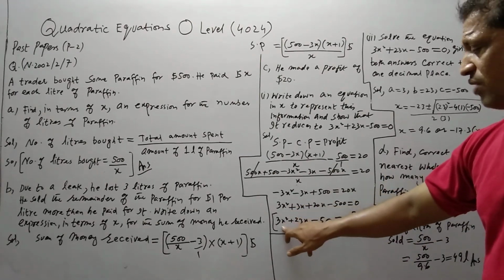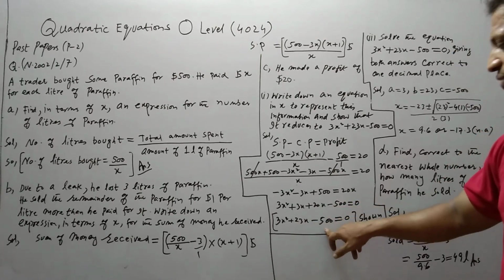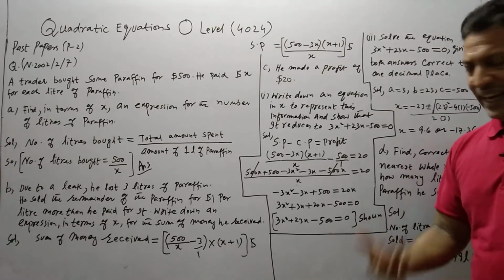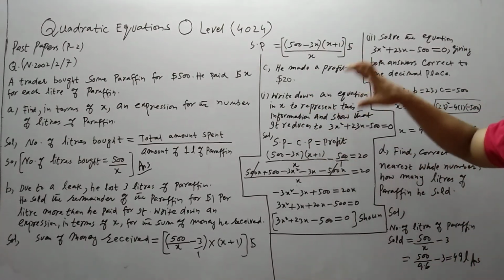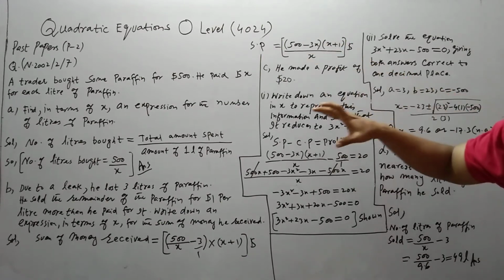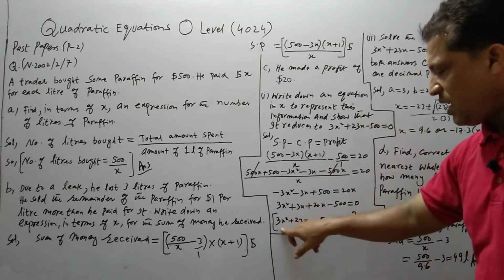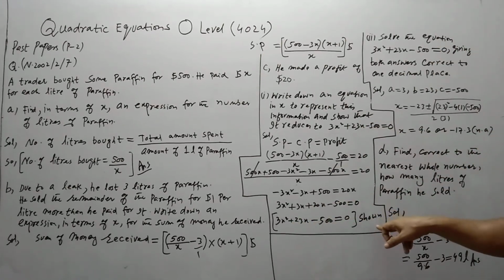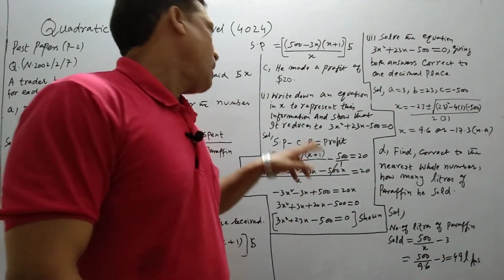Now see, 3x square, 3x plus 20x is 23x. This minus 500 is equal to 0. This was the need of the part. We have to make the equation with the help of the given situation and reduce it to the required form. And we get the same required form, 3x square plus 23x minus 500 is equal to 0, shown. So this is part 1 of C.